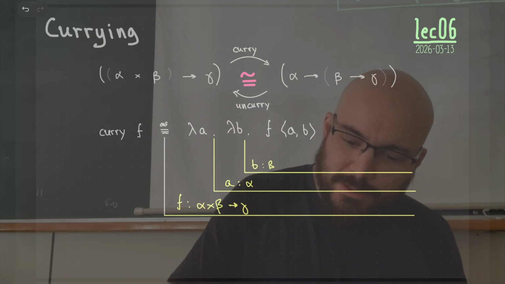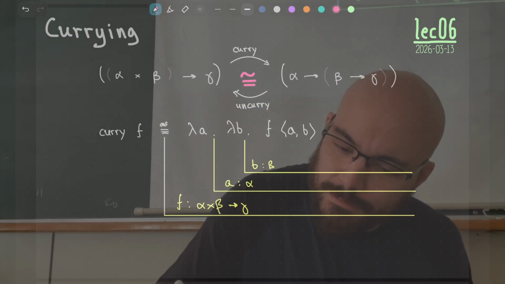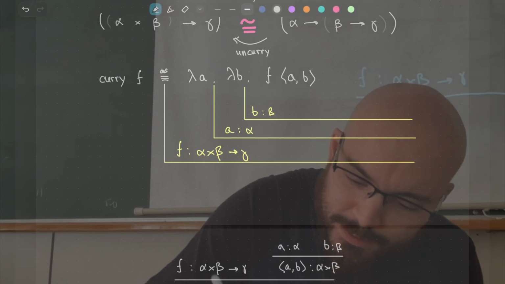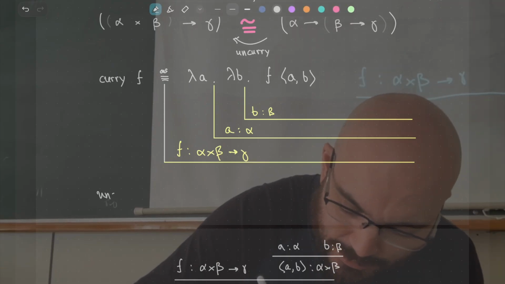But if you start writing this, I mean, okay, I will only write the name. The objective here is to define uncurry. You will see that the thing is not exactly similar.